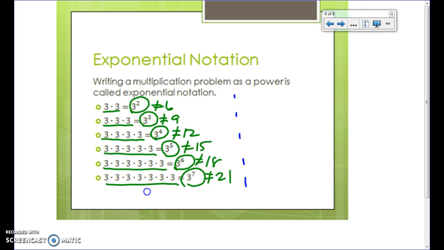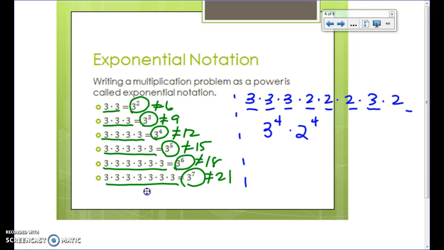I will also say, and I would like you to write this on your paper as well, that multiplication is commutative, meaning that 3 times 2 and 2 times 3 are the same thing. So when you get to a more complicated problem, like 3 times 3 times 3 times 2 times 2 times 2 times 3 times 2, instead of writing it all out like that, it'd be much more efficient for us to use exponential notation. So I'm just going to count up the number of 3's that I have here. 1, 2, 3, 4, 3 to the 4th, times however many 2's I have, 2 to the 4th. So this would be an example of writing this long multiplication problem out as exponential notation.